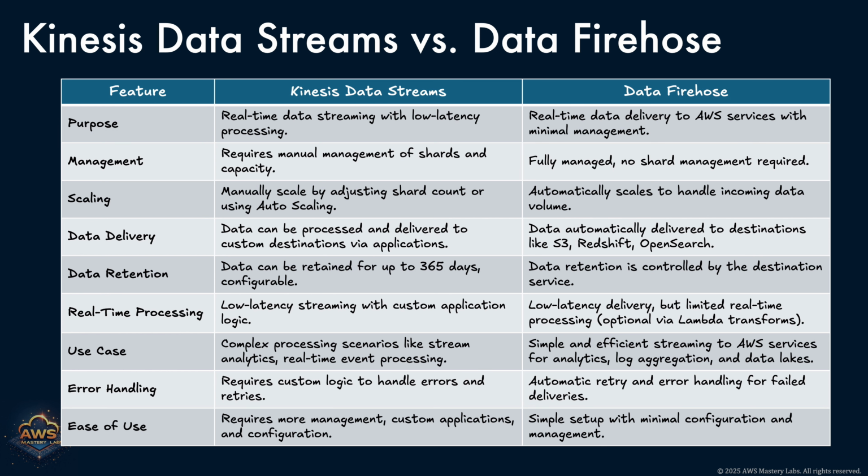Both services offer error handling capabilities, but with Firehose, retry logic and automatic error handling are built in, allowing the service to handle transient failures without manual intervention. Data streams, by comparison, requires custom error management strategies. In short, Kinesis Data Streams is ideal for custom processing and low-latency data applications, while Data Firehose excels at simplified, fully managed delivery with automatic scaling and built-in transformations.